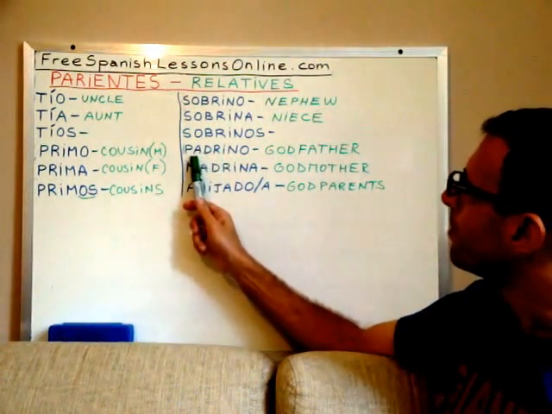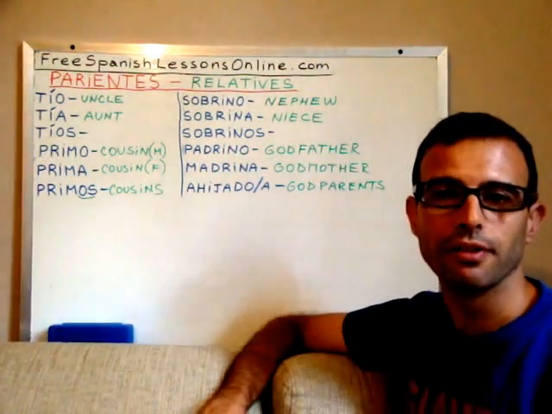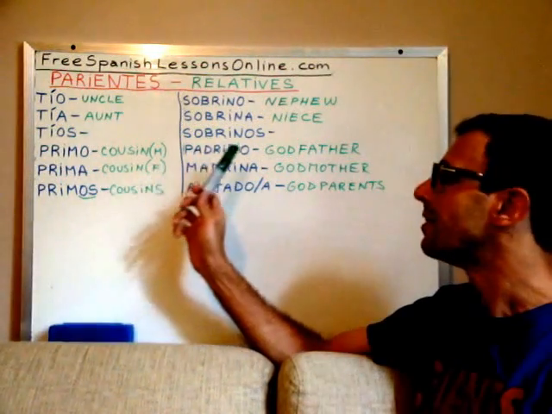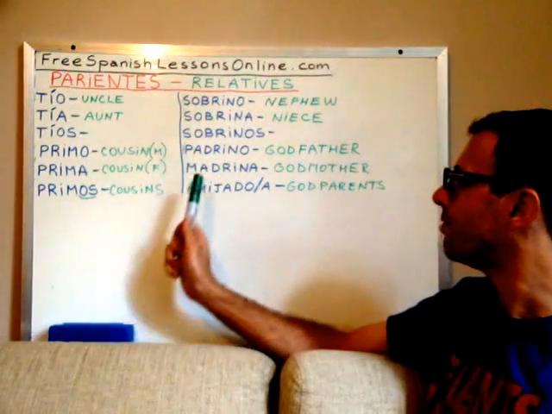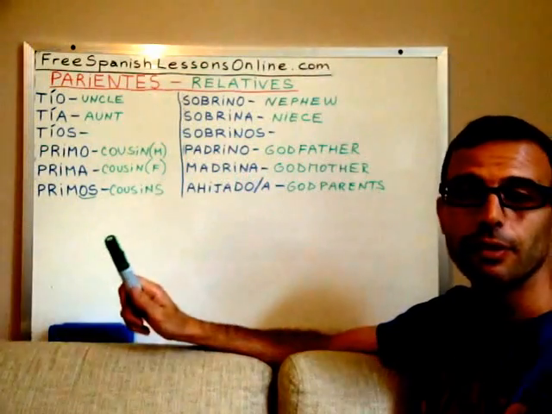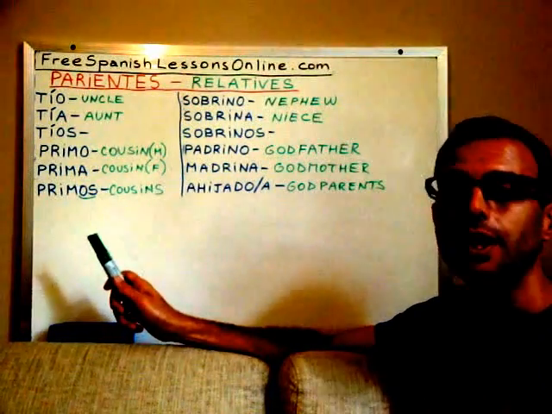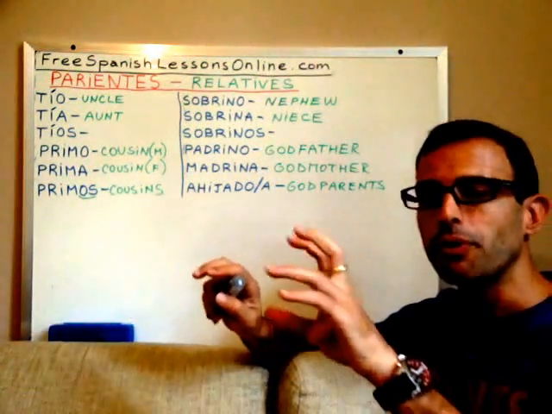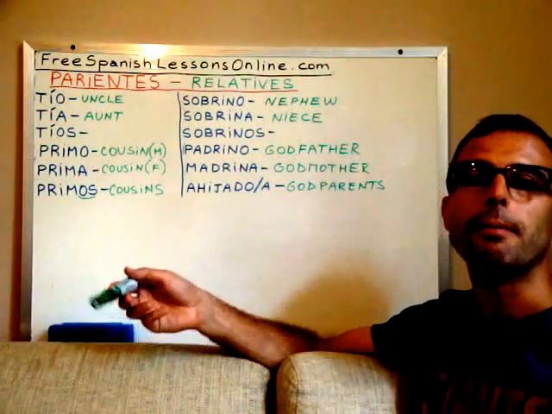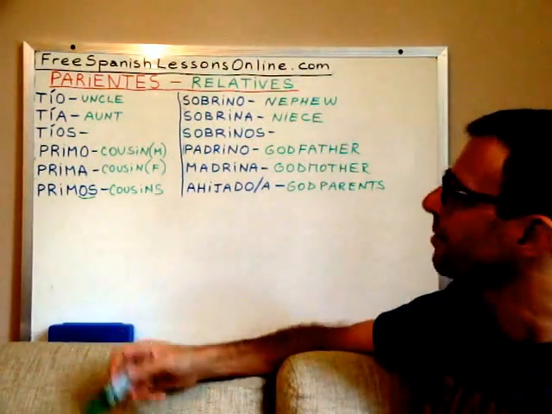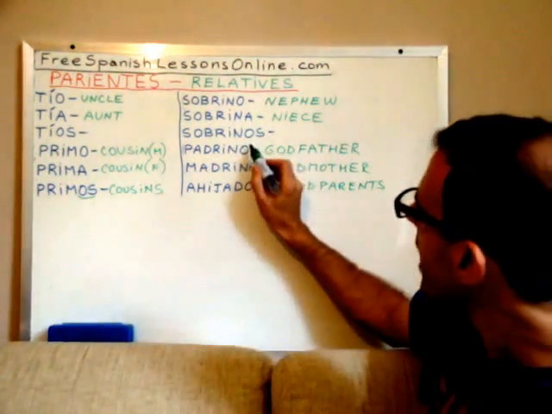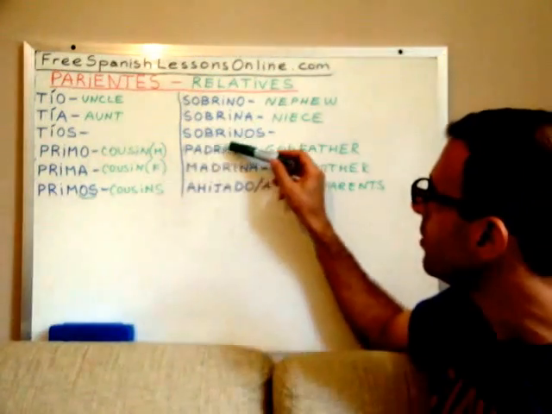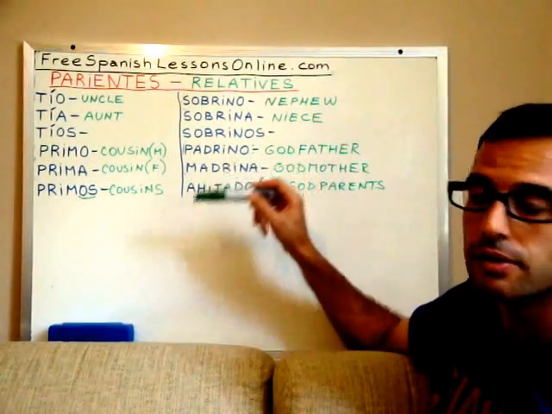Now, padrino is godfather. This is a word that you probably know from the film, The Godfather. So, padrino means godfather, and madrina is the godmother. So we have padrino and madrina. And both the couple of padrino and madrina would be, guess what? Padrinos. We just add an S here to padrino and we have padrinos, the plural, that would include godfather and godmother, right?